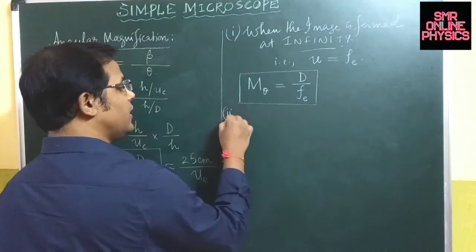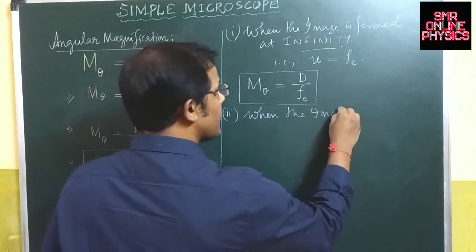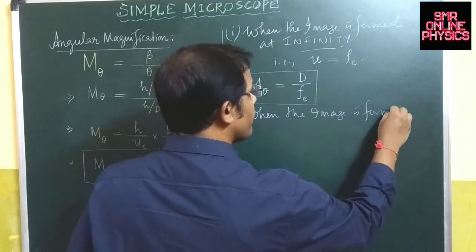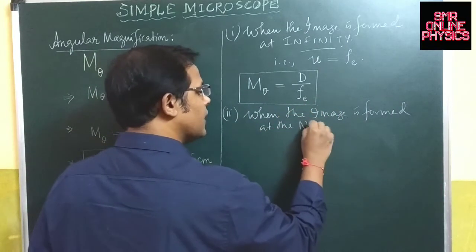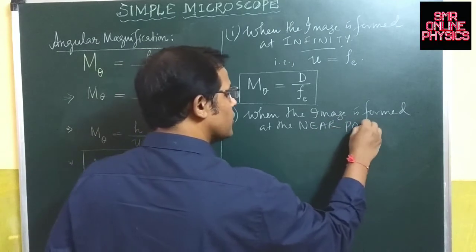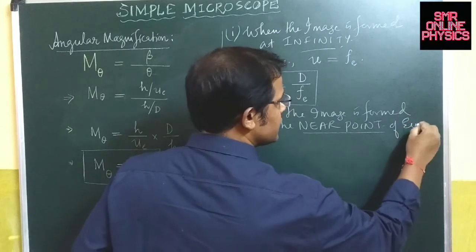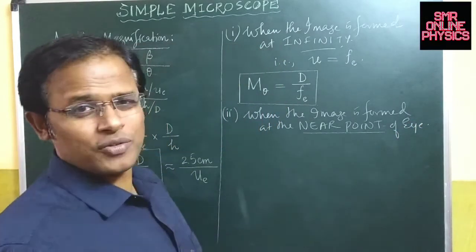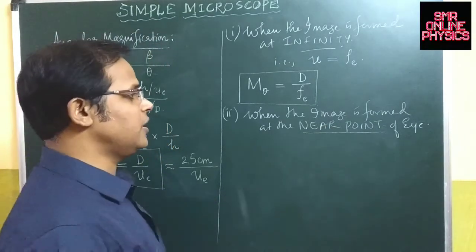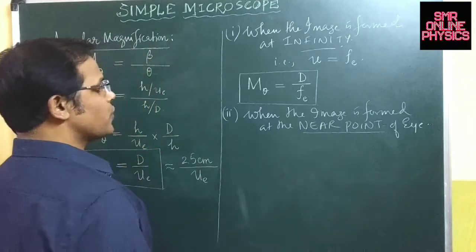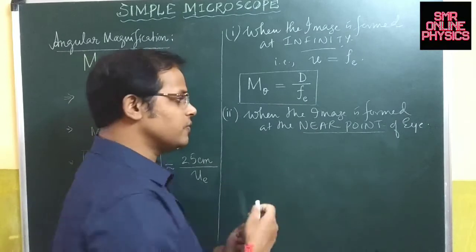Now case number 2 is when the image is formed at the near point of the eye. At the near point of the eye means at a distance of d, that is equivalent to 25 centimeters for a healthy adult eye. So that is the case when the image is formed at the near point of the eye. So how will you do that now? What does it mean? Near point of the eye. When will the image form at the near point of the eye?